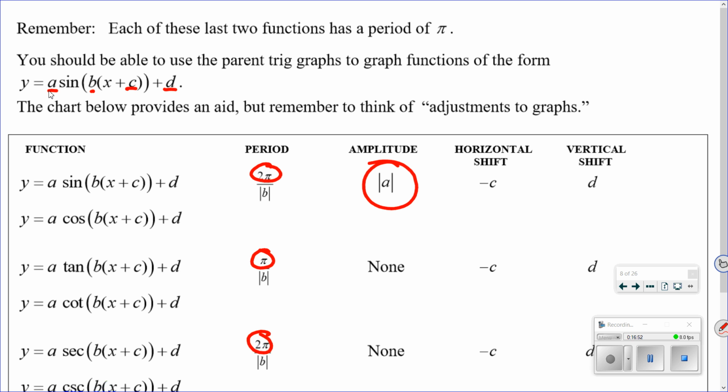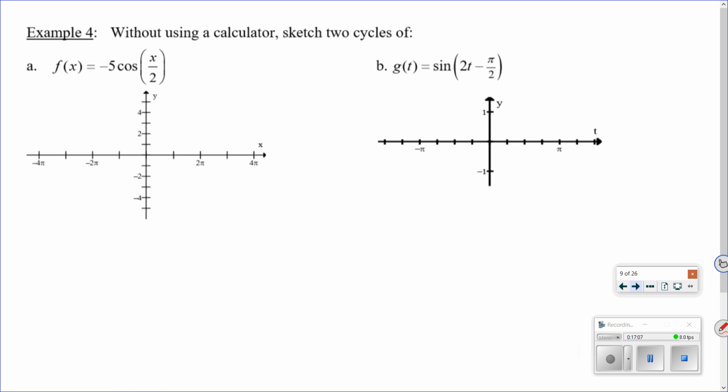But for the most part, the transformation is exactly the same as we've done in the past. Now, one thing I do want to point out in here is before you decide what C is right there, you've got to make sure B is factored out. And I'll show you an example of that. So let's do a couple of graphs.